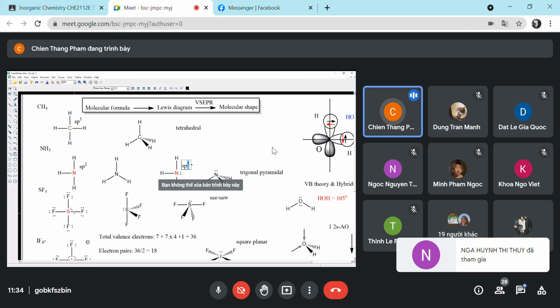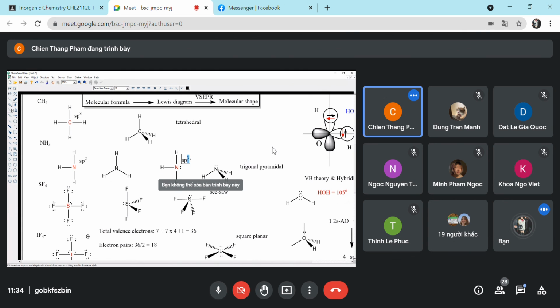Next one, SF4. dsp3. No, it's not sp3. sp3d. Why do you choose this one? Quickly explain later for your friend, not for me.